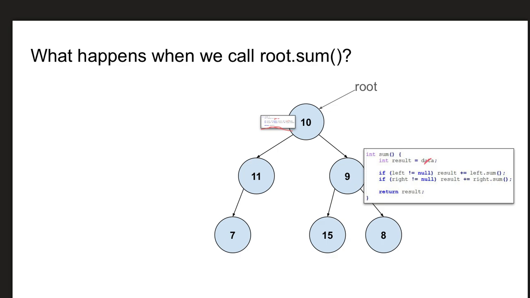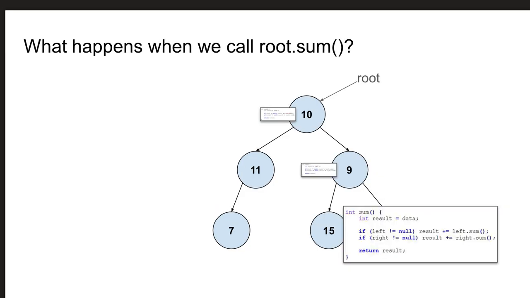So the data will be 9. And now it makes a recursive call left.sum. That means that this is also going to be put on hold while we compute left.sum. So I'm at a leaf node, just like the 7 before. The result is going to be 15. And in this case, this 15 node does not have a left or right child. So these would be skipped, and 15 will be returned.